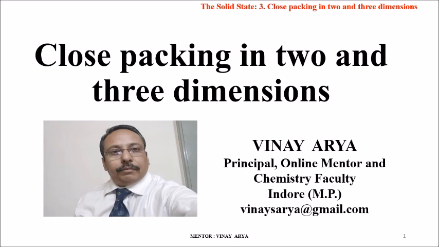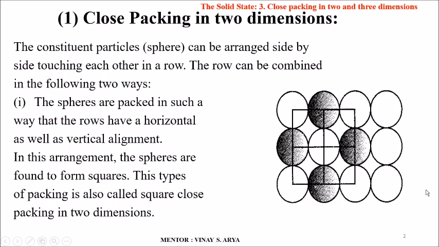So in 2 dimension, when we talk about close packing, the atoms are arranged in such a manner that the centers can be horizontally and vertically in a line, or they may have an inclined arrangement. So there we get the concept of coordination number, that is coordination number 4 and coordination number 6.